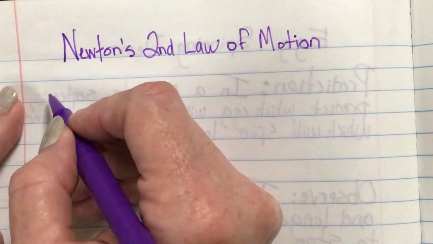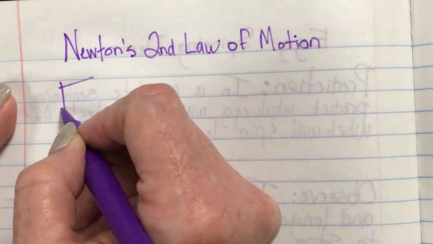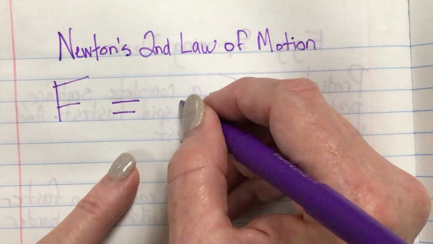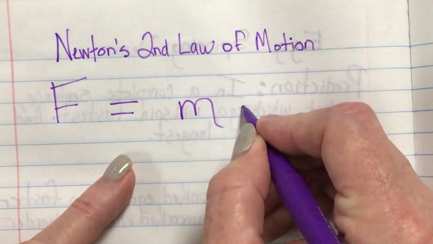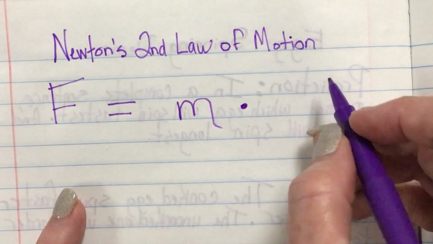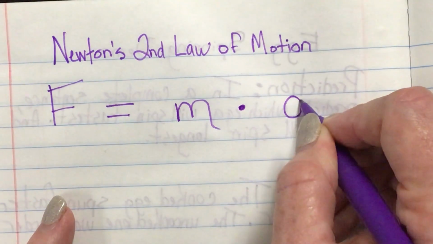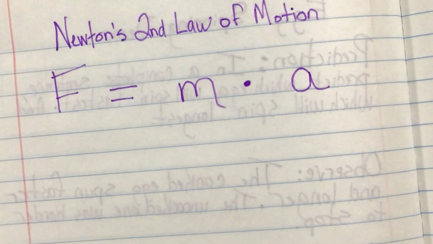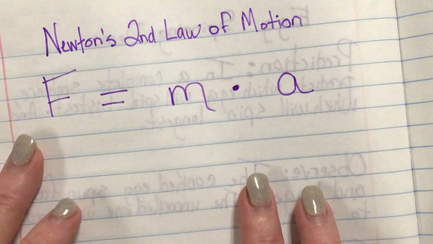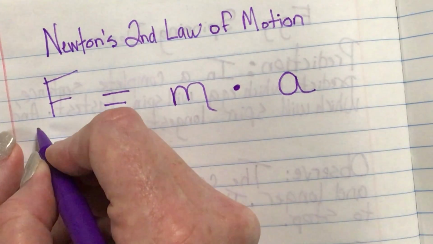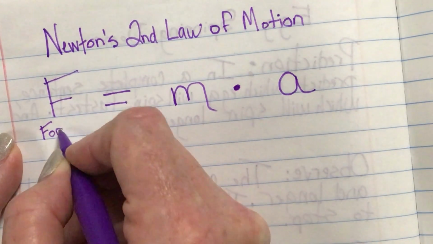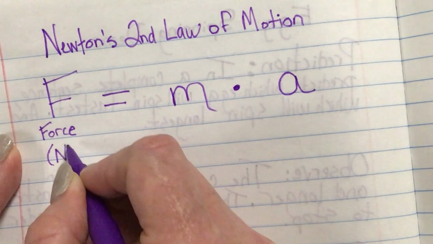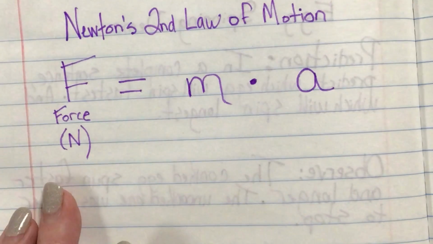Okay, Newton's second law is essentially an equation. F is equal to m times a. Do y'all know what that dot means? Yeah, the dot means times, and then there's an A. You know what F stands for: force, and we measure force in newtons.